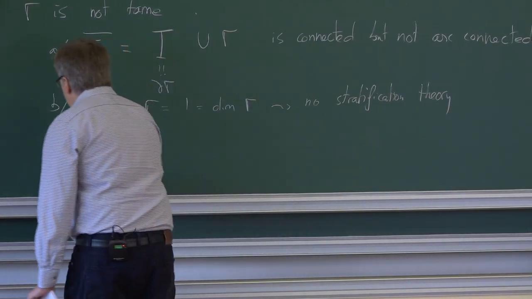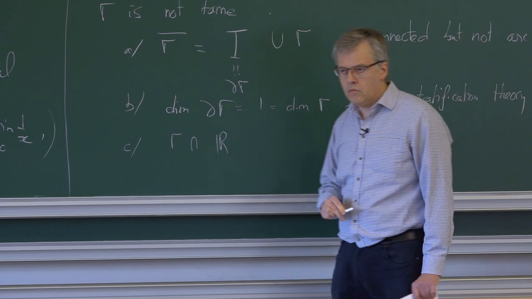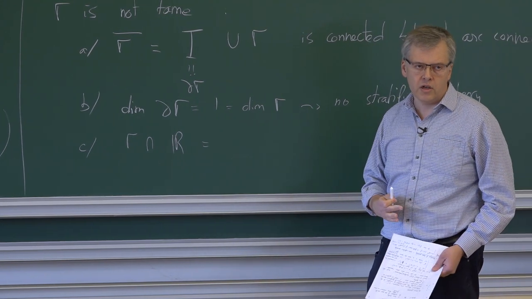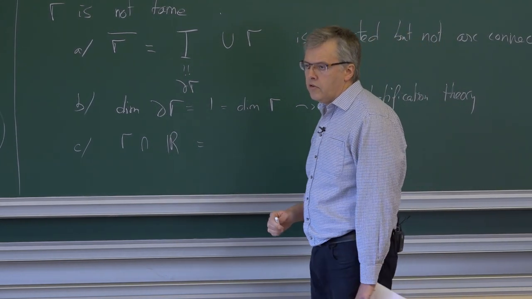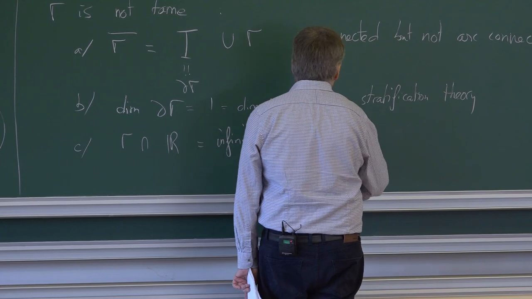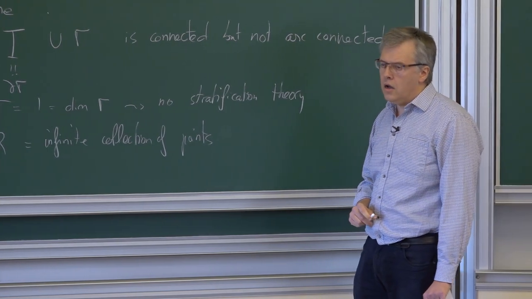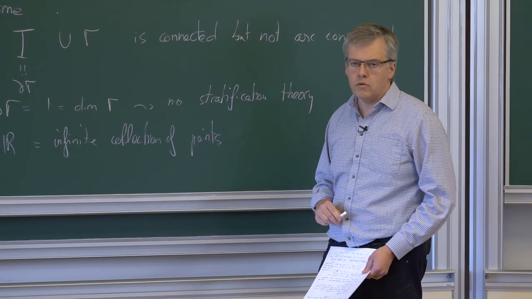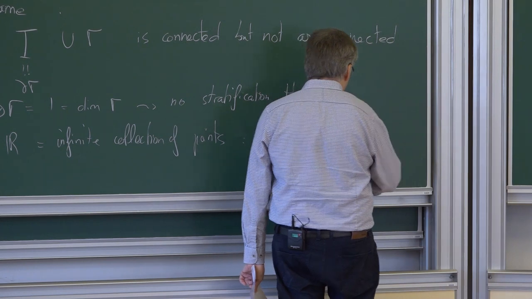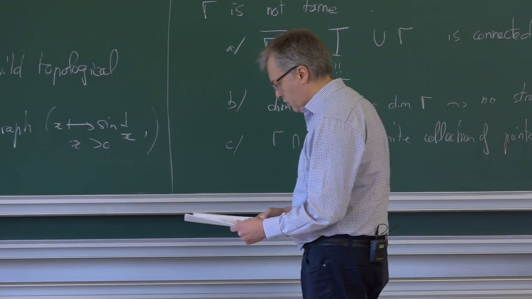And much more basically, you can just look at gamma intersected with the real axis. Right? And then you see that morally, this is a dimension zero object, but it's an infinite collection of points. And so this means that in some sense, this is not of finite type. And so you don't want to have this. So this is the kind of heuristic: you don't want to have this kind of properties. These are no good objects.